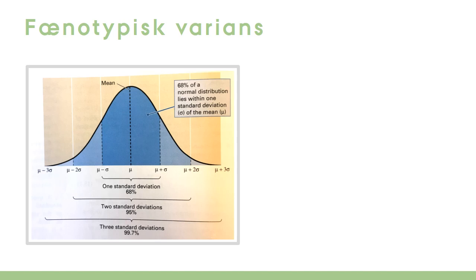So what you see here is that the mean is called mu. If you go minus 1 standard deviation and plus 1 standard deviation, you'll see that 68% of your observations will fall within that range. And if you go the mean minus 2 times the standard deviation and the mean plus 2 times the standard deviation, you will see that 95% of your observations will fall within that range.